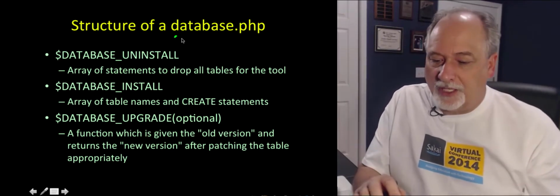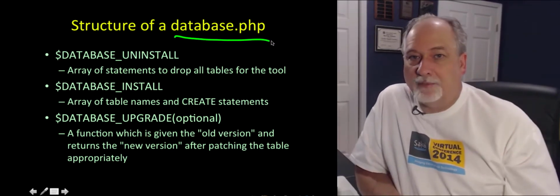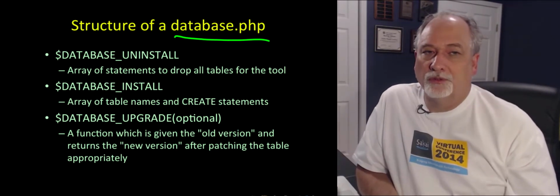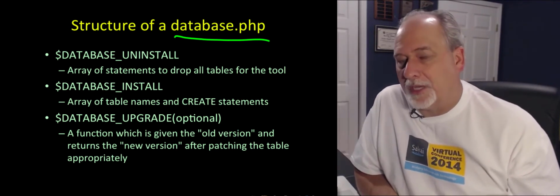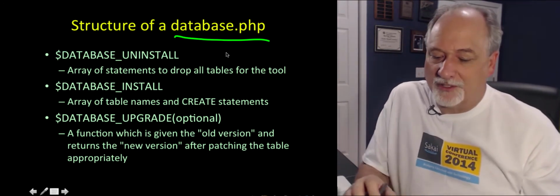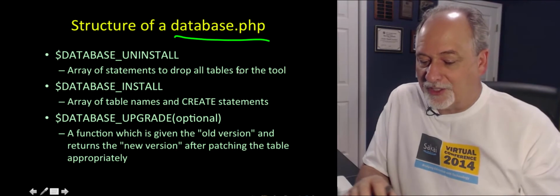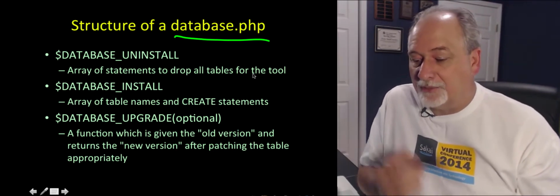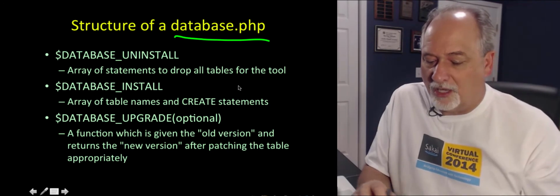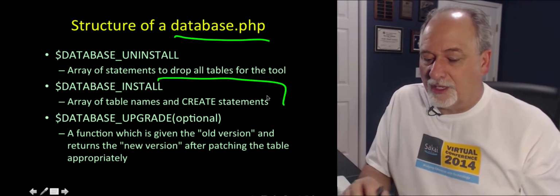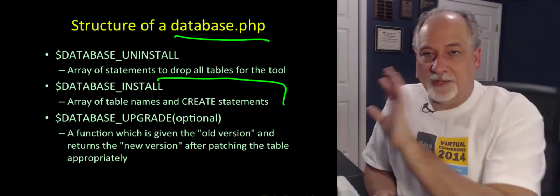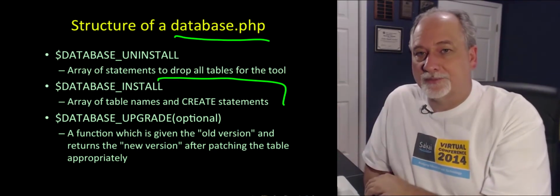So these database.php files, again, the name of that was taken from Moodle, but I take a slightly different approach. Moodle used kind of an object-oriented approach, but I've created these global variables called database uninstall, which is an array of statements for the drop tables in the right order to uninstall the tool. Database install is an array of table name create statements.